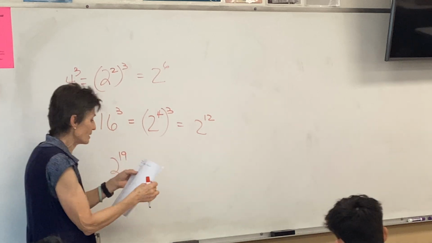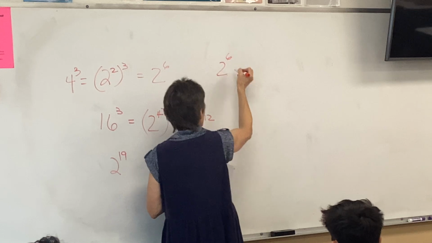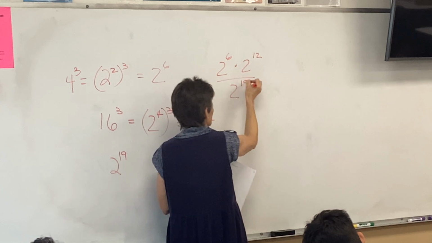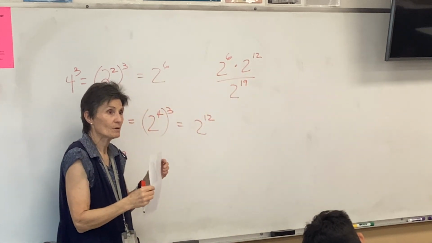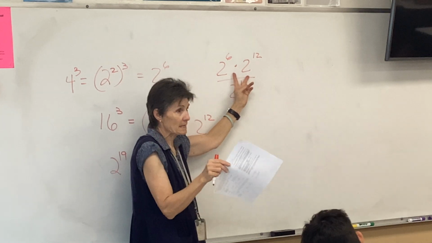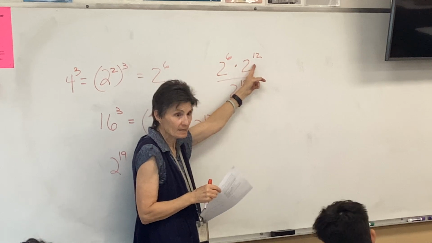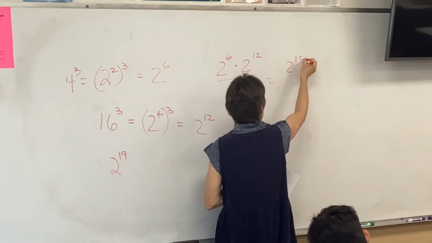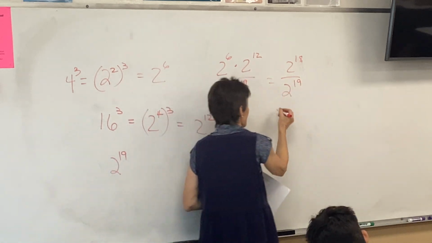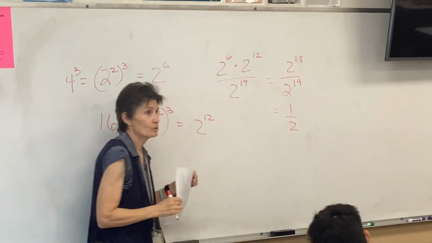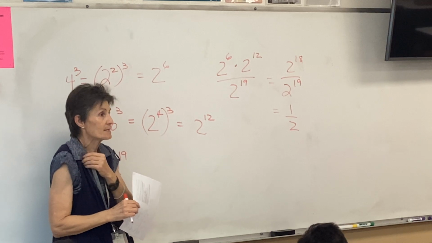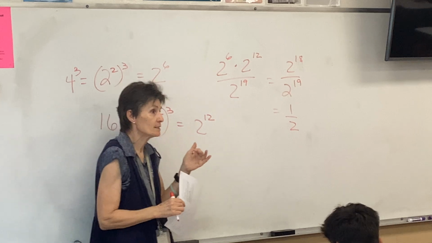All right. So what have I got on top? On top, I've got 2 to the 6th times 2 to the 12th. And on the bottom, I have 2 to the 19. See how simple this is going to be, you guys? What do I do with these? The 2 stays the same. Exponents get added. So that's 2 to the 18th over 2 to the 19th. So 1 over 2 is the answer. So what was the key to doing that problem? Recognizing that all of the bases are the same. I can change them all into 2's.